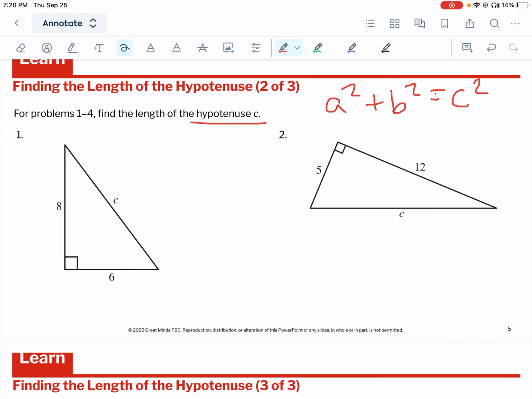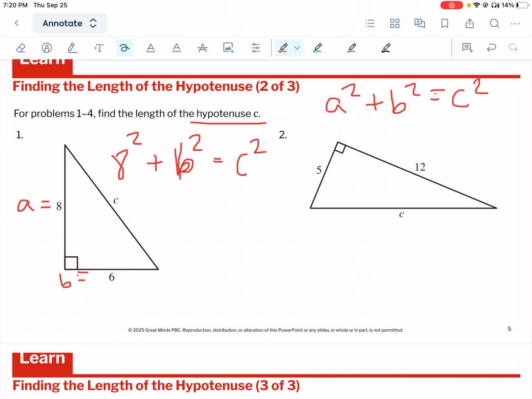Do not forget it. Now for number 1, we have our right triangle. We have side length A. Make sure you label A equals 8. We have our bottom side length or our bottom leg length. B is 6. And then we have C. All we need to do is plug in. That is it. So A squared, A is 8. So we're just going to put 8 squared plus B is 6. B squared equals c squared, because that's what we're looking for.